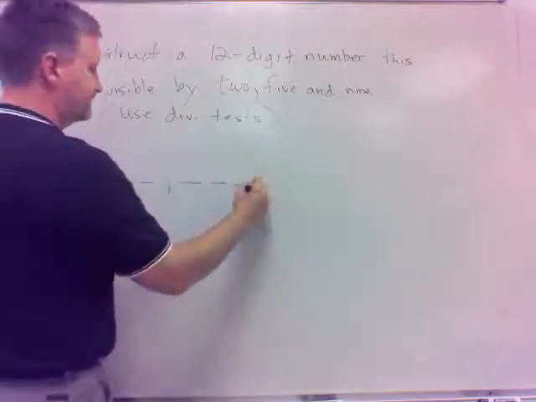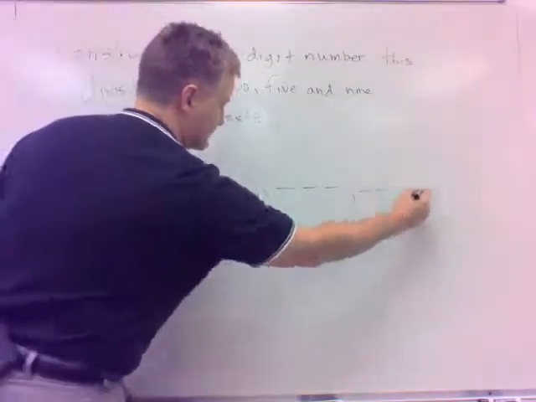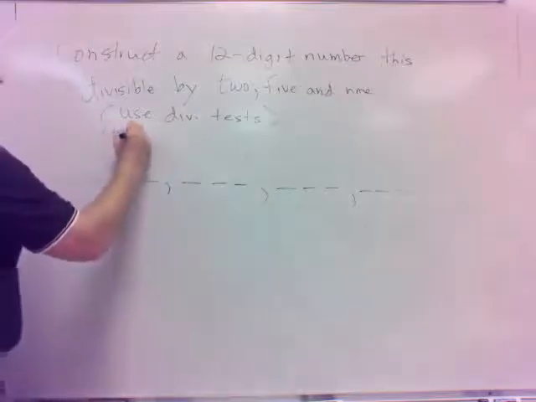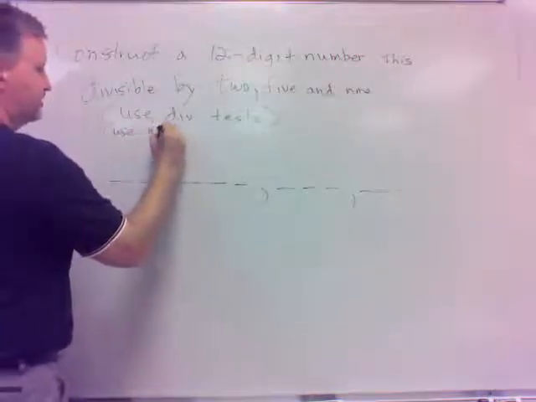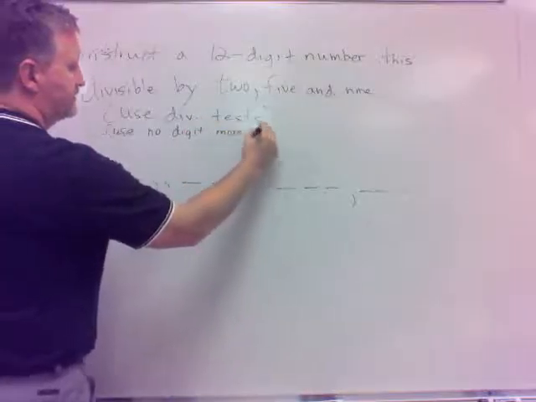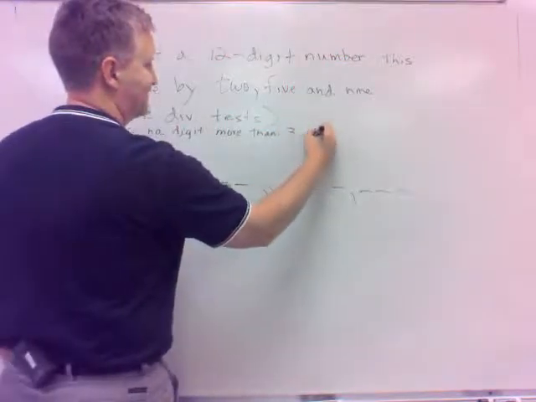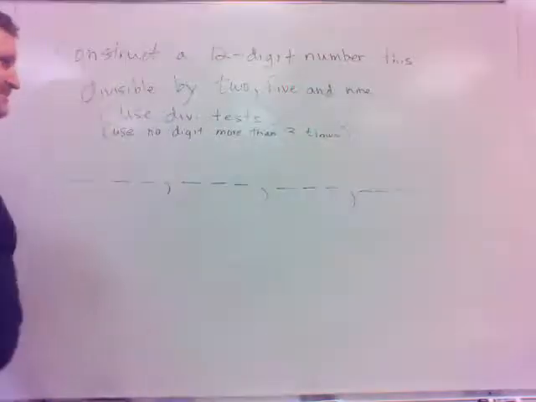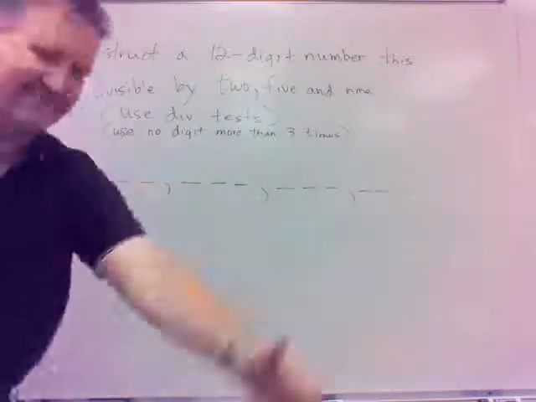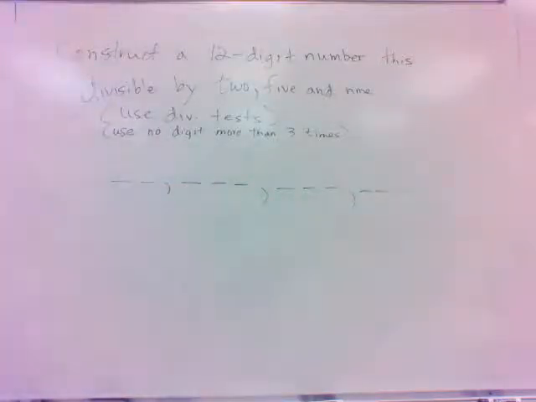So here's the way I break it down. Got 12 digits. The other thing, to rule out the obvious ones, let's just say use no digit more than 3 times. That's a little bit of restriction. So that rules out 900 trillion or whatever, where you just do 9 and then all the rest zeros. That rules that one out.